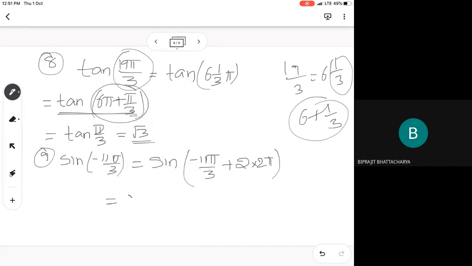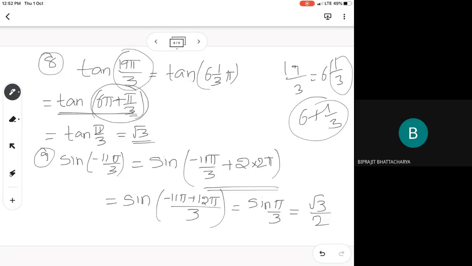Now here, you have to simplify this. If you simplify, what do you get here? Minus 11 pi plus 12 pi by 3, which is nothing but sin pi by 3. Sin pi by 3 is nothing but root 3 by 2. This is the easy way for you to do the problem. Did you get my point?